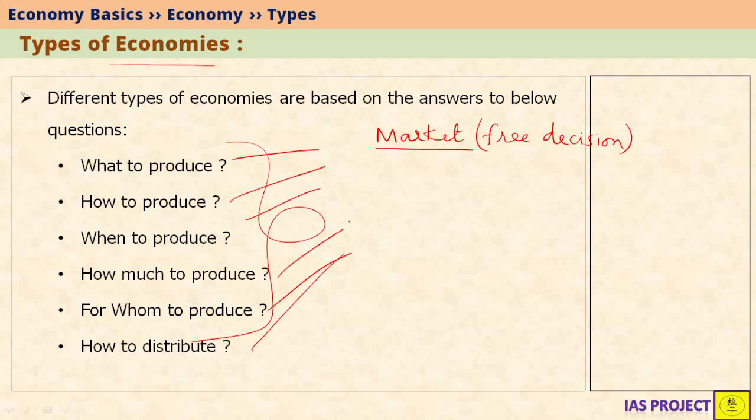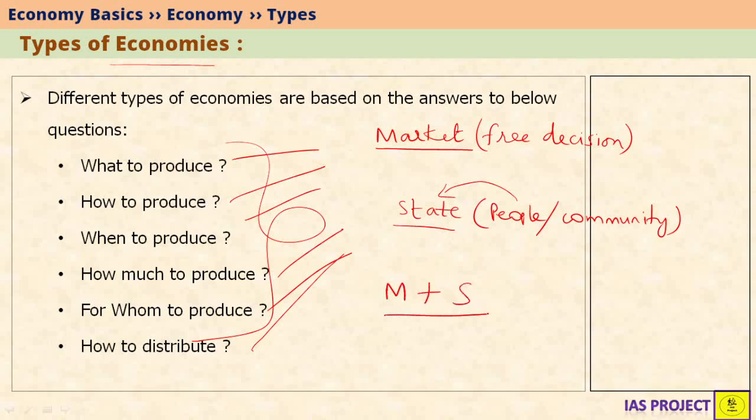If all these questions are answered by the state, or simply by people or the community, although the people may not exhibit their direct decision, they elect people's representatives, and such representatives together make the state, and such a state makes decisions on all the questions. Then it is called a state economy. If both market and state answer these questions, then it is called a mixed economy.